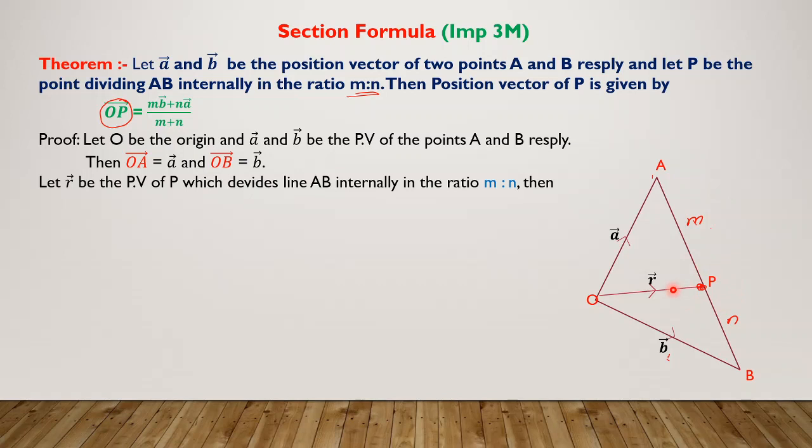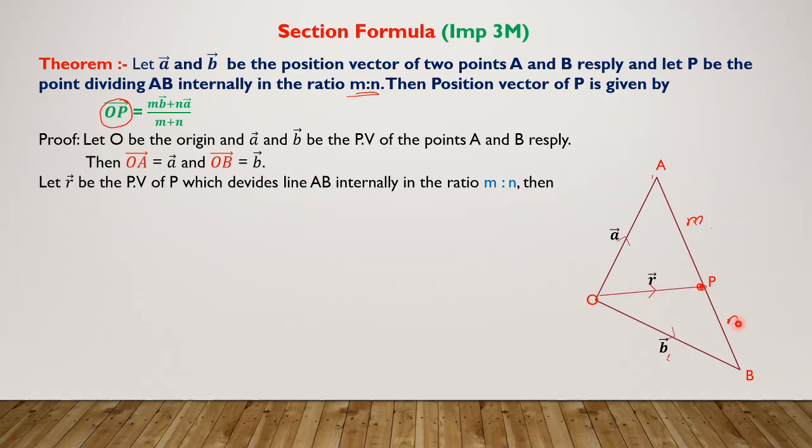Vector R is the position vector of point P. That is dividing AB, which is already given and is also correct. So vector R divides AB in the ratio M is to N.